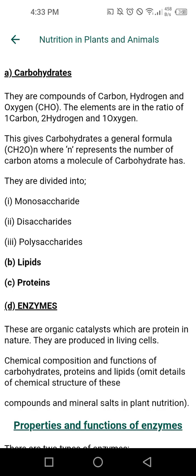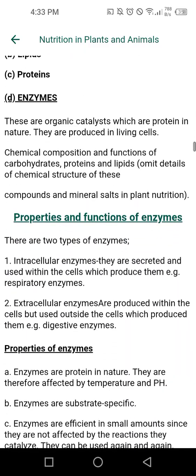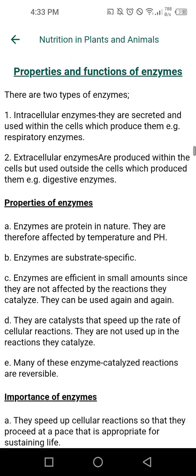Chemical composition and functions of carbohydrates, proteins, and lipids, omitting details of the chemical structure of these compounds, and mineral salts in plant nutrition. Properties and functions of enzymes. There are two types of enzymes.